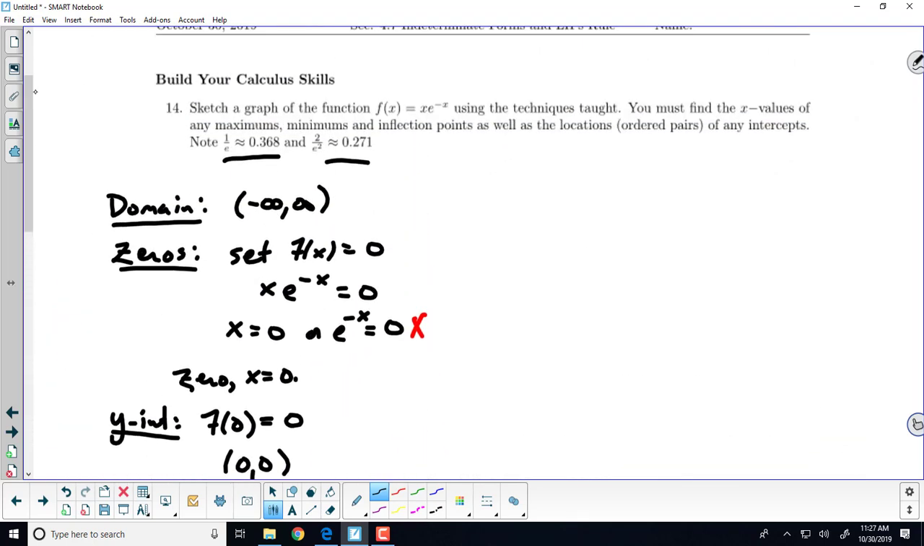So folks, the next thing we want to do is build our chart. So we're going to take f prime of x. We get the first times the derivative of the second plus the second times the derivative of the first. So that leaves us with 1 minus x, times e to the minus x.